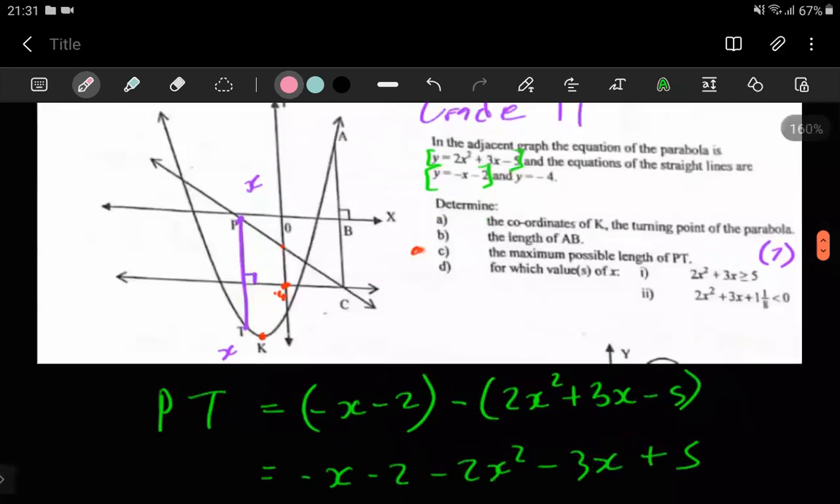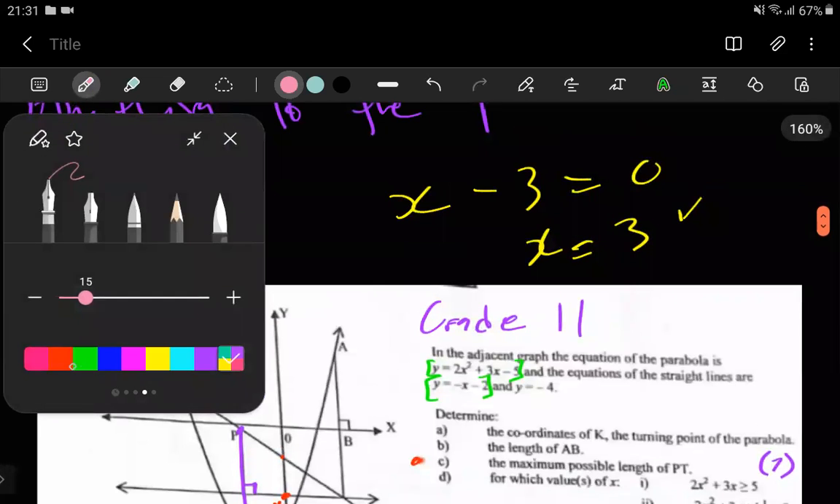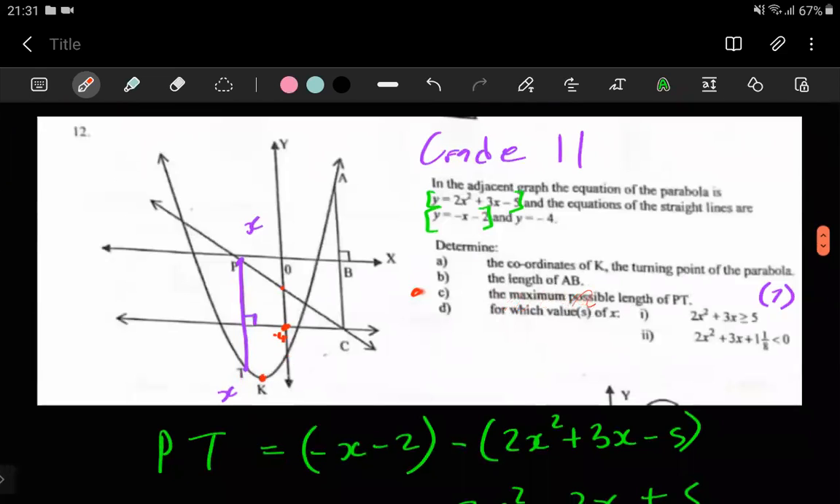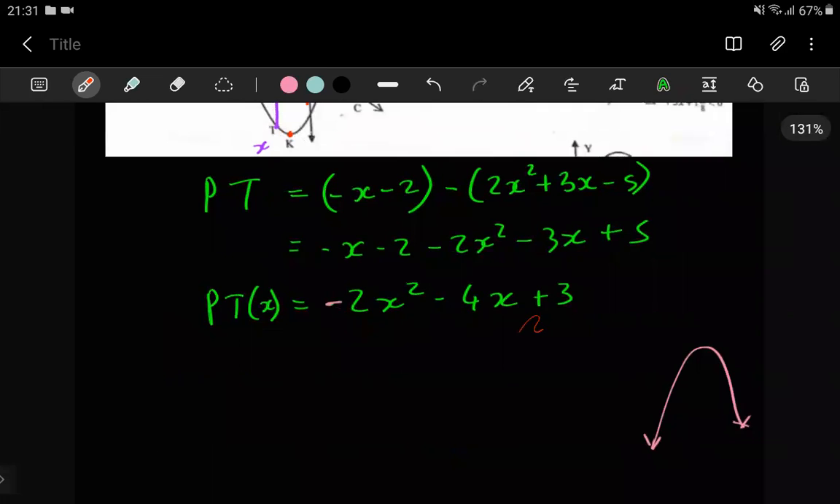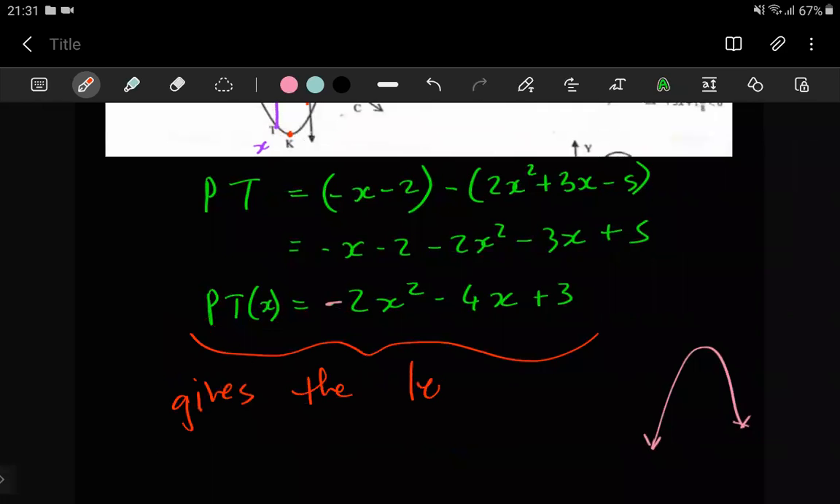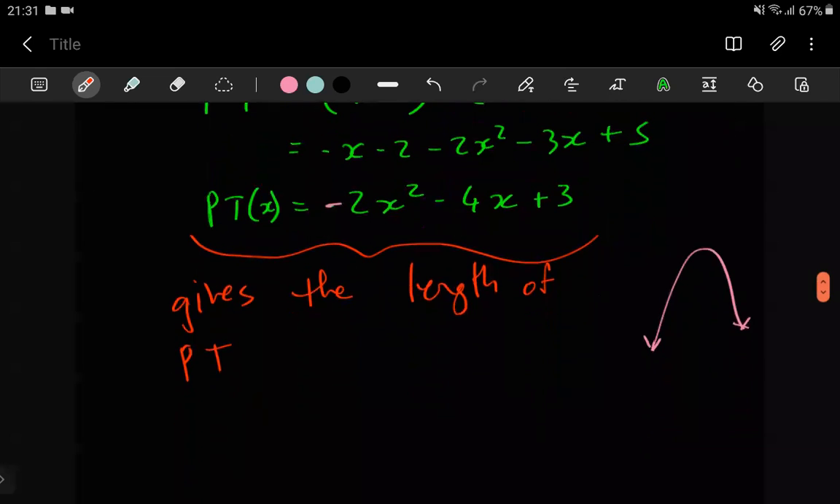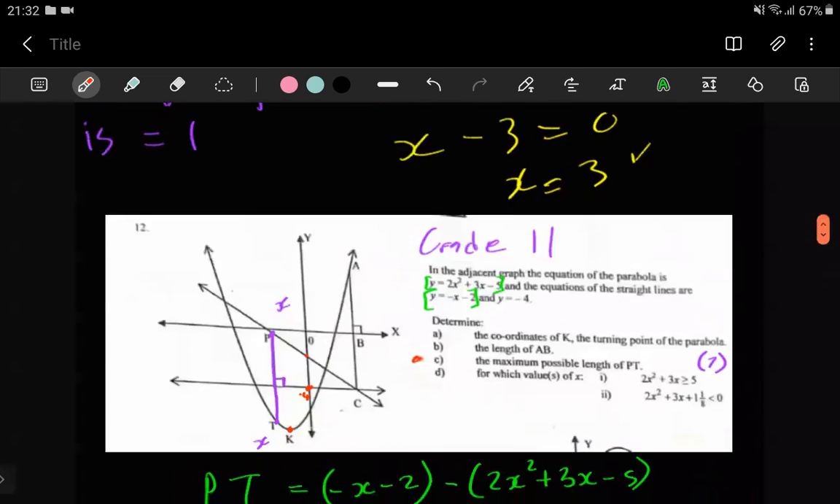The fortunate thing is the way these questions are designed. You see here, they're asking you to determine the maximum possible length of PT. So what you know is this equation here gives you the length of PT, depending on the X value.